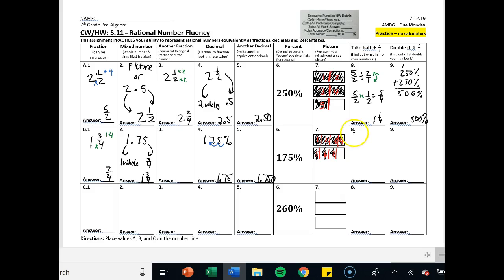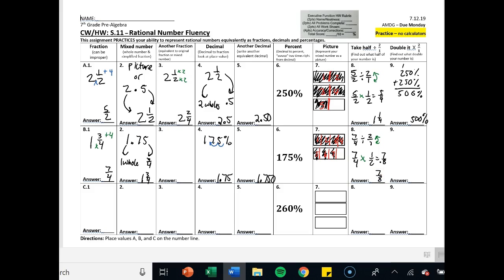For taking half, again, I always find it pretty easy just to take half of the fraction. So 7/4 divided by 2 over 1, you're going to flip it, change it to multiplication. So it becomes 7/4 times 1 over 2. That gives you 7/8. That is totally simplified, and so you are good to go.